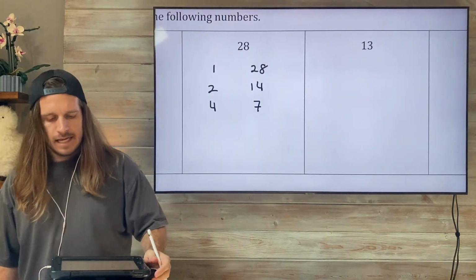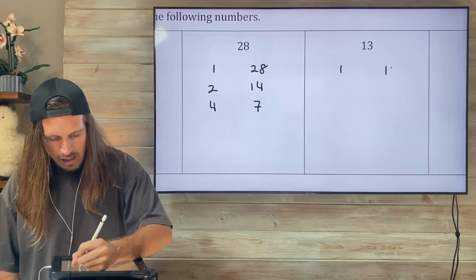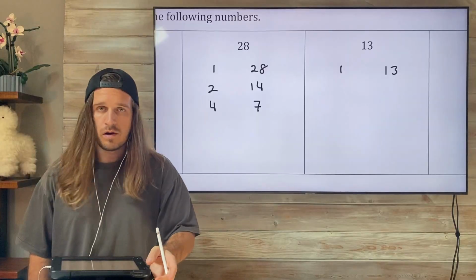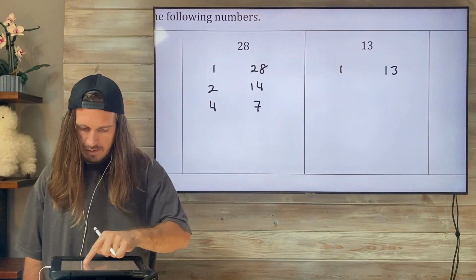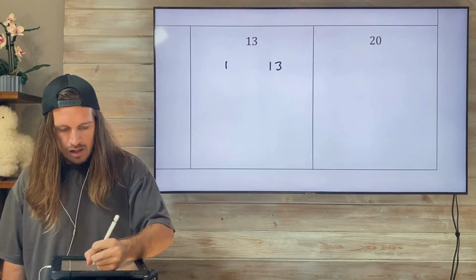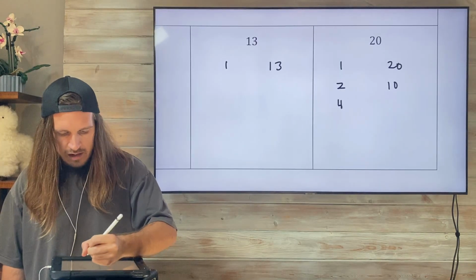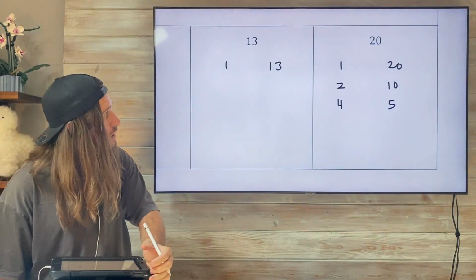Now, 13, obviously, 1 and 13, but there is nothing else, right? The only factors of 13 are 1 and 13. There's a name for that. It will come up shortly. How about 20? 1 and 20, and then 2 and 10, 4 and 5. Those are the factors of 20.